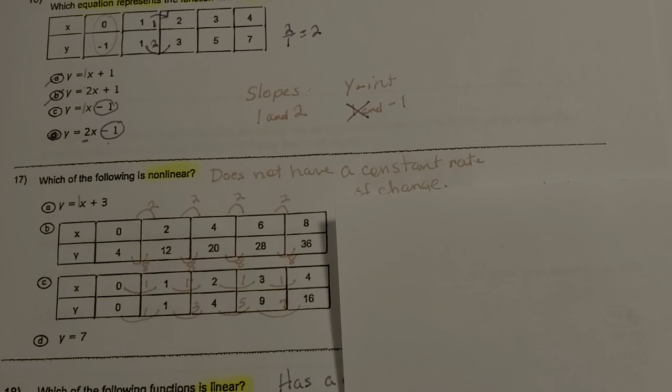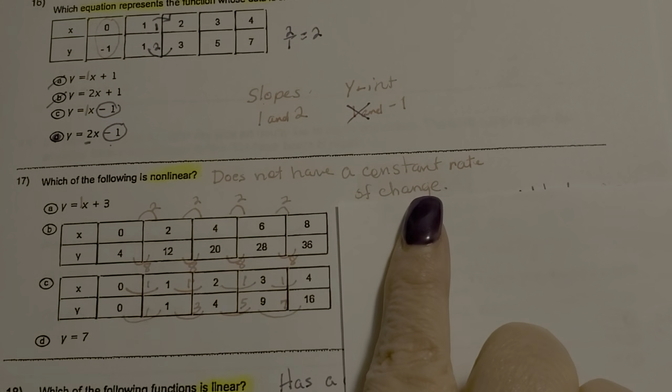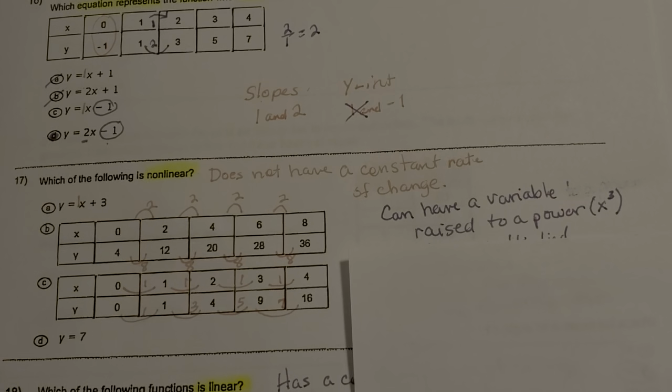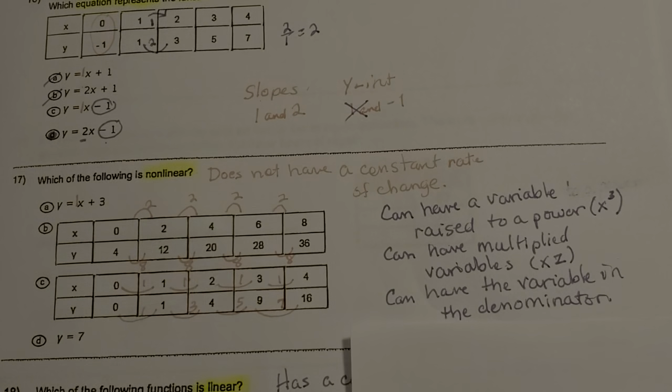Question 17 says which of the following is nonlinear, which means it does not have a constant rate of change. It can have a variable raised to a power. It can have multiplied variables, and it can have a variable in the denominator.